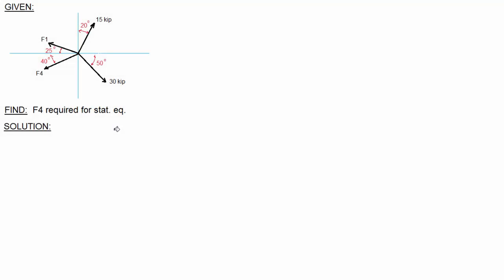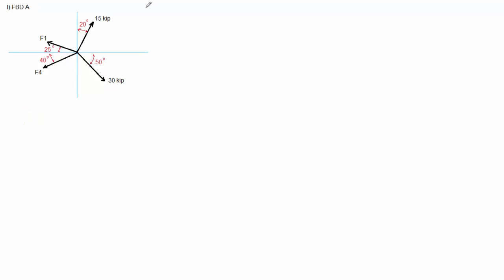In this particular problem, we are once again going to use static equilibrium principles, but here there are two unknown forces. Previously, we did not know a single force and we did not know its angle. In this particular case, we do not know either force, but we do know the angles. The find statement here only requires, however, that you find one of those forces, F4 required for static equilibrium.